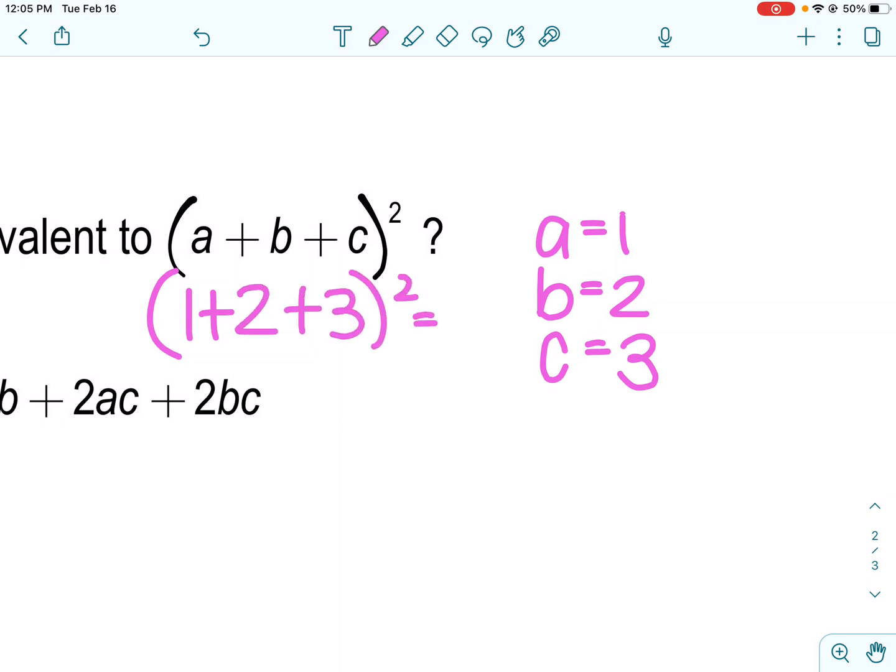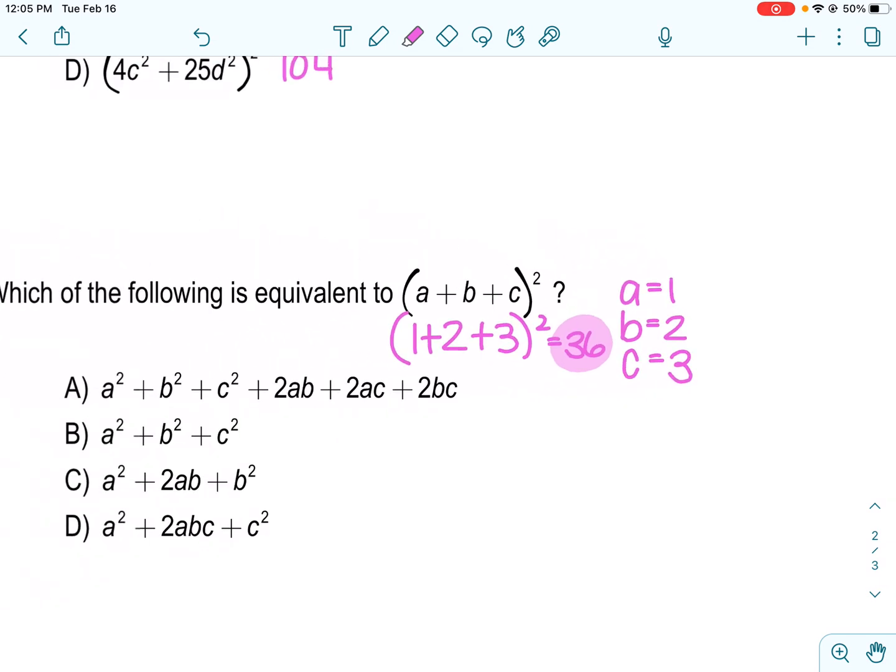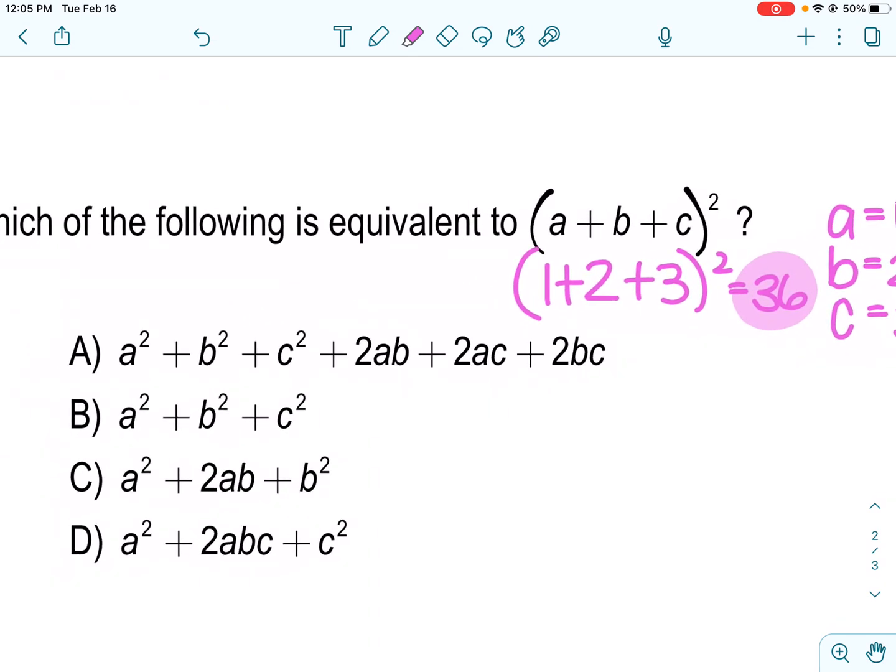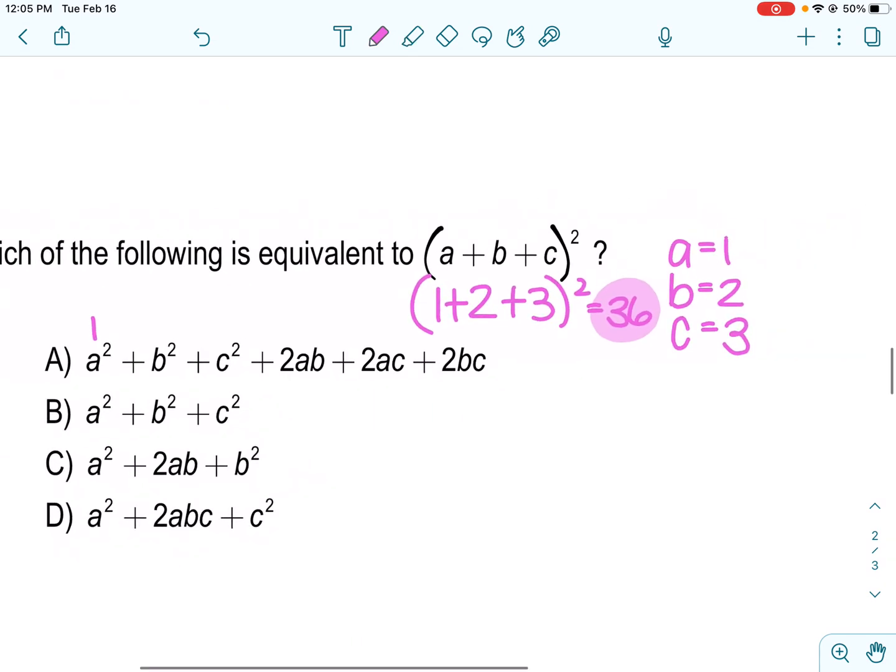That's 6 squared, which is 36. Now let's see which other one of these equals 36. This first one's kind of long and annoying. A squared is 1, B squared is 4, C squared is 9. 2 times 1 times 2 is 4, 2 times 1 times 3 is 6, and then 2 times 2 times 3 is 12. If you add all those up, you do end up getting 36.